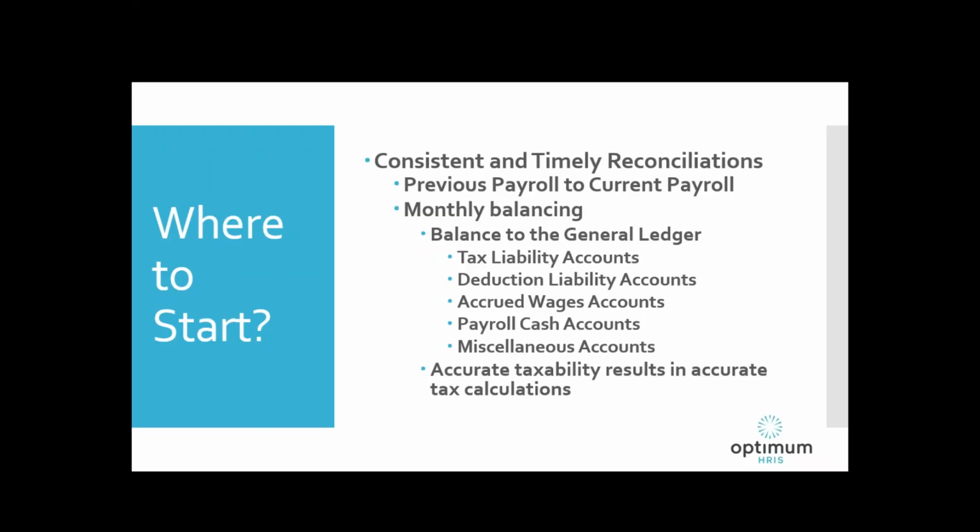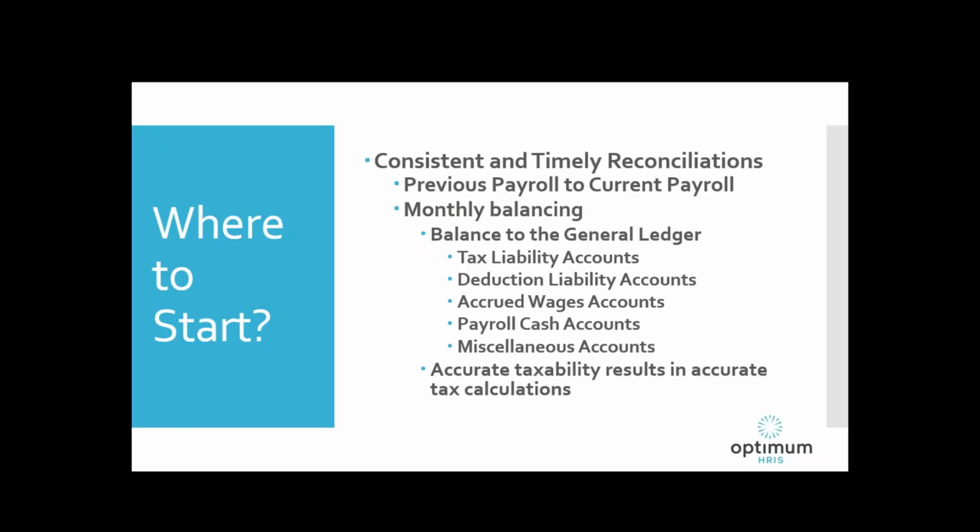Same with deduction liability accounts. Again, these should be zero, or you may see one last payroll if you've not paid over amounts withheld to a payee for a deduction. But you always need to know why there's a balance left in this deduction liability account if you see a balance there.